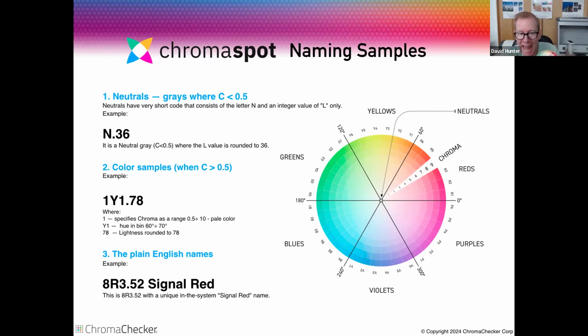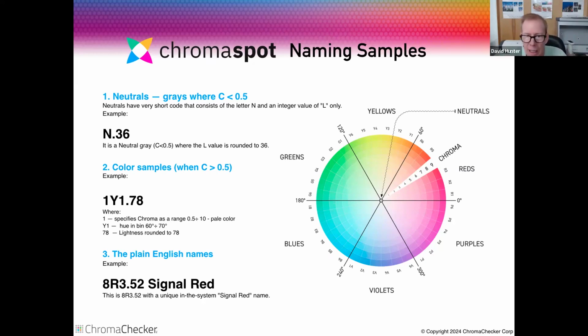Whereas something like an 8 is again the chroma. So immediately 8 means very saturated. R, you're in the red range. And then 3, you're in the R3 red range. And 52 is the L star, which is right around 50%. So this 8R3 red would be right around here in my color space. Very saturated and kind of in the mid-range.